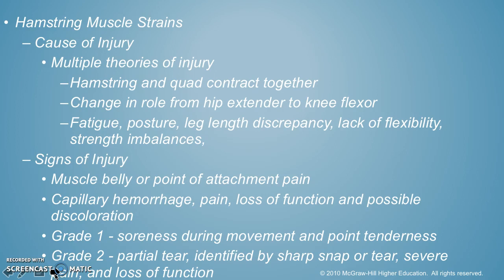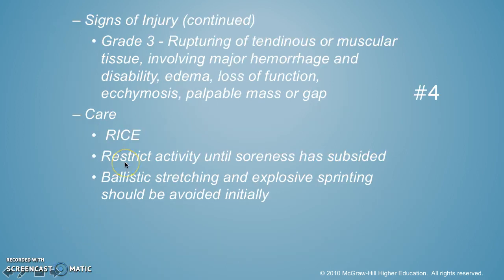Either way, the signs of it, you're going to have pain, either where it attaches up by your butt or down by your knee, or in the belly of it, so right in the middle of your leg. Pain, loss of function. Grade 1, you're going to be sore, point tender. Grade 2, you might have felt a sharp snap or a tear, and severe pain, and a loss of function. And then grade 3, this is when it actually ruptures, and there's a lot of bleeding, a lot of swelling. There may even be like a palpable mass.